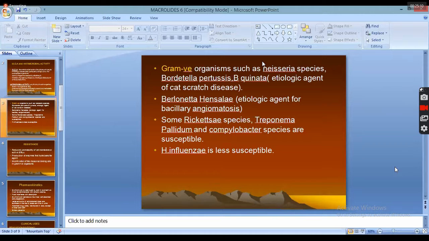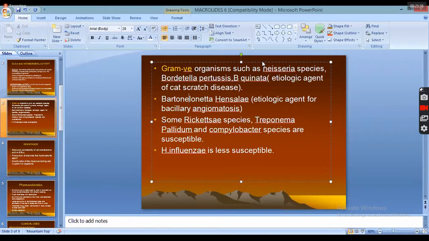So it is active against Bordetella pertussis, then B. quintana. B. quintana is the causative organism for cat scratch disease. Bartonella. Please correct the spelling. It is not Berlonetta, it is Bartonella. Bartonella. I will correct it here. Okay, I have corrected it. You can see the corrected spelling here now.